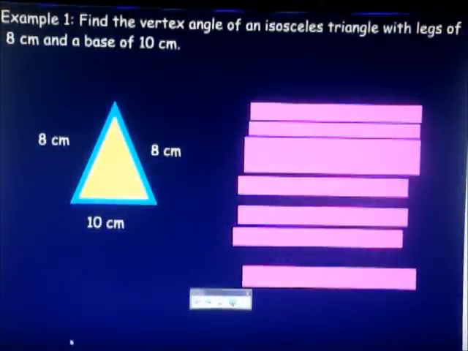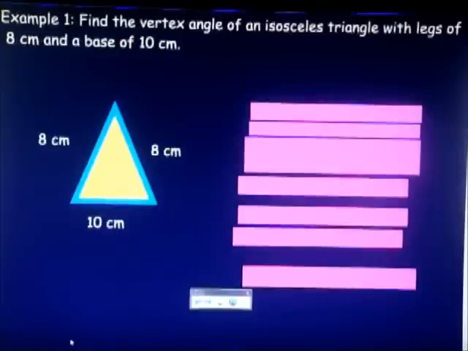Example 1. Find the vertex angle of an isosceles triangle with legs of 8 centimeters and a base of 10 centimeters. Now for this problem I went ahead and showed a picture. For every example I give you, there will not be a picture provided on the test. You need to provide the picture, so I'm going to always do that with each example. For example 1, we want to find the vertex angle of an isosceles triangle with legs of 8 centimeters and a base of 10 centimeters.